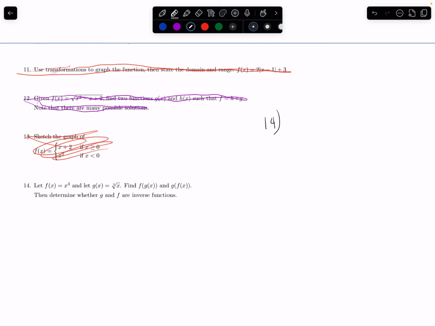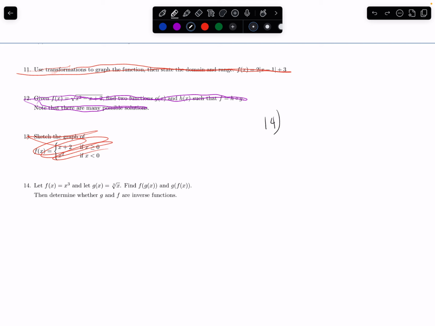Let f of x equals x cubed, let g of x equals cube root of x. Find f of g and g of f. Determine if they're inverse functions. For these, make sure you also pay attention to the domains. The domains and ranges should be swapped if this is going to be true. But in this case, there's no worries because x cubed's domain is everything, range is also everything. Cube root of x domain is everything, range also everything, right? So that's looking promising.